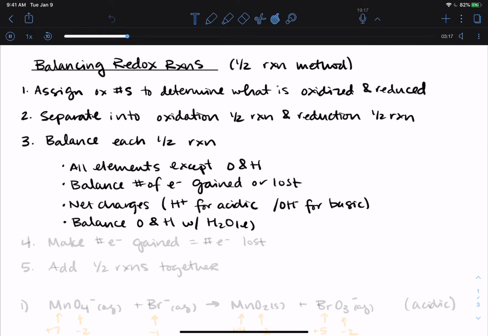Once all of that is done for each half reaction, then you will make the number of electrons gained in the reduction half reaction equal the number of electrons lost. And you'll see how we do this when we do the example. And then you'll add the half reactions together.